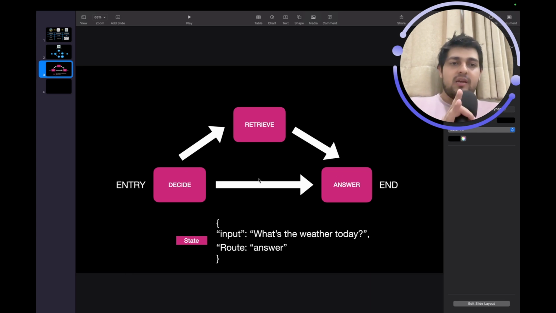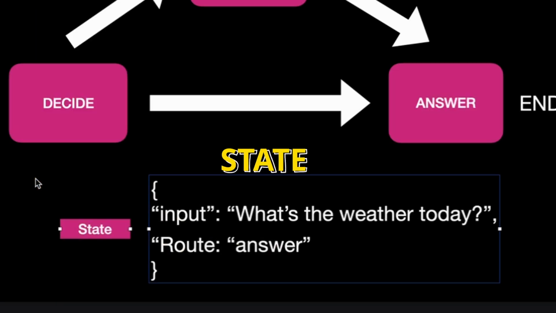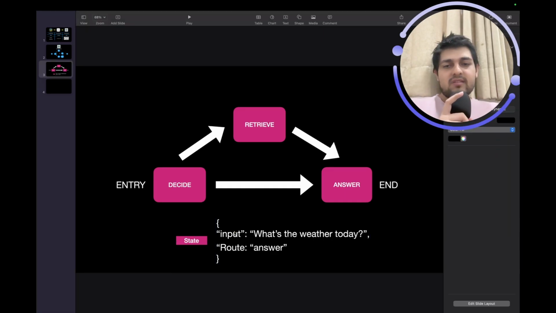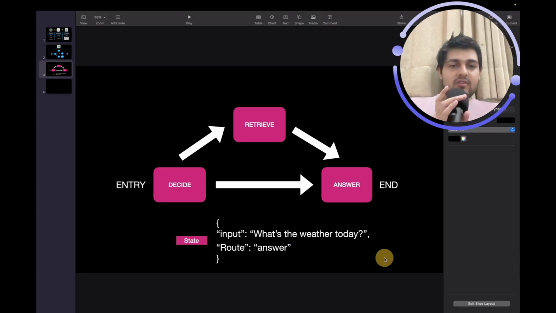There are three parts. State is where you will store whatever variables you want. State will be shared across the graph, right? So state is basically a dictionary. You have keys, input and route, and you have their values. What is the weather today? Route is the answer. So this is just a dictionary, nothing else. And this state is shared by the whole graph.